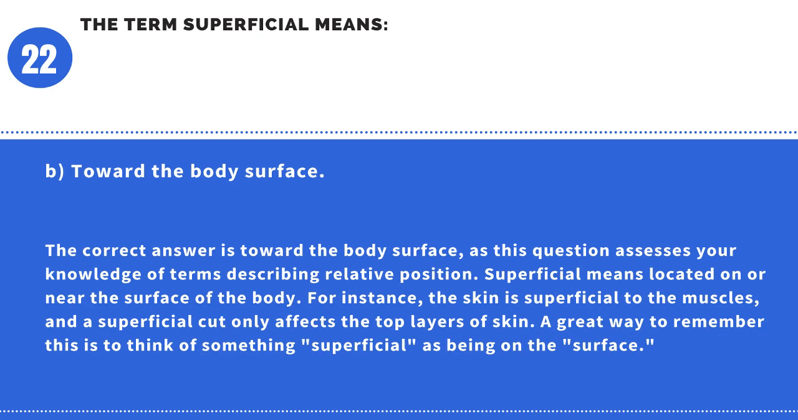Answer: B. Toward the body surface. The correct answer is toward the body surface, as this question assesses your knowledge of terms describing relative position. Superficial means located on or near the surface of the body. For instance, the skin is superficial to the muscles, and a superficial cut only affects the top layers of skin. A great way to remember this is to think of something superficial as being on the surface.